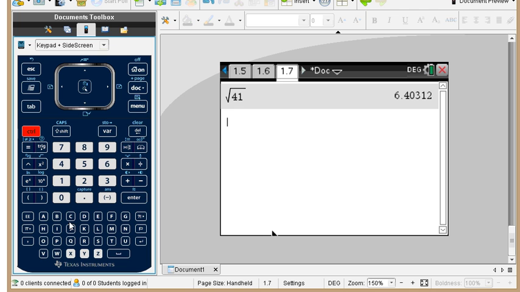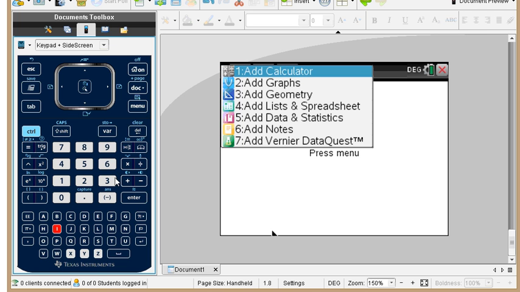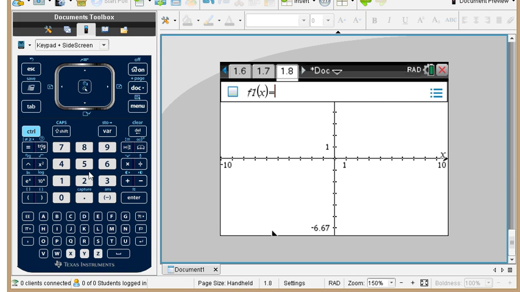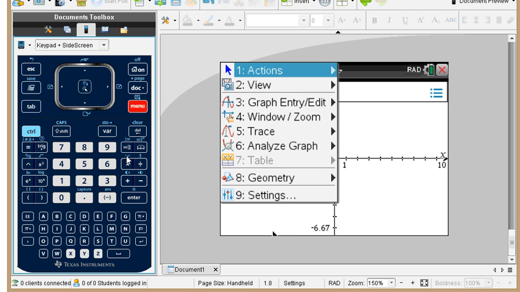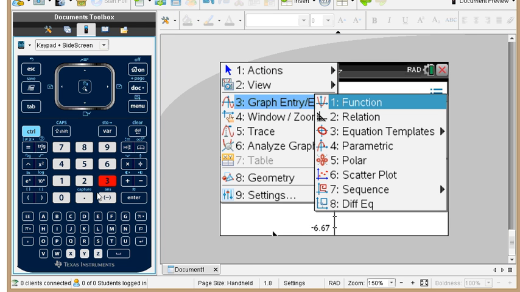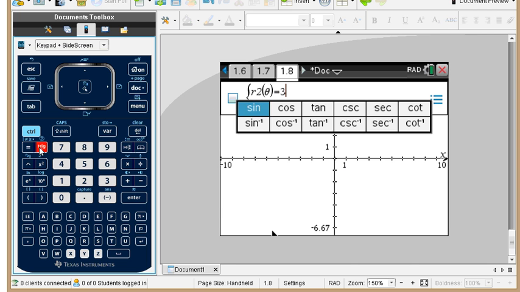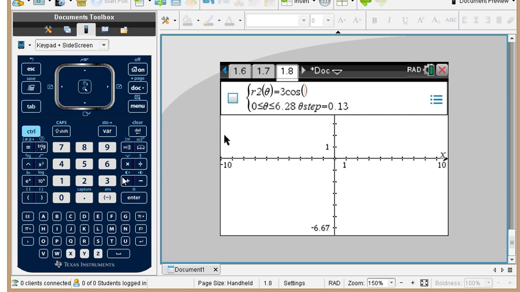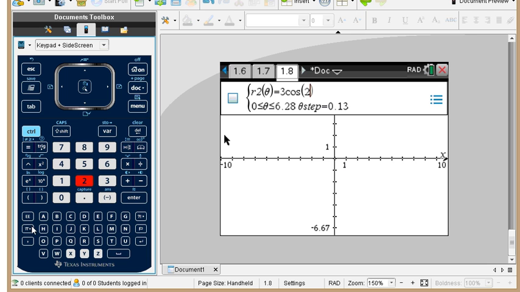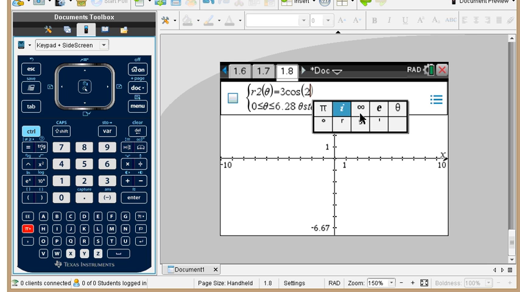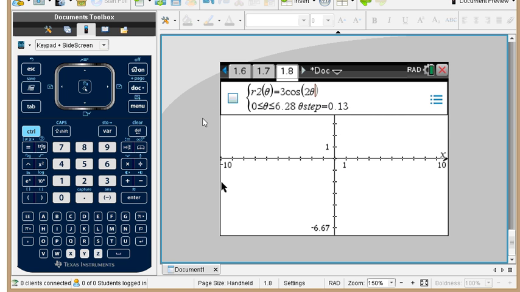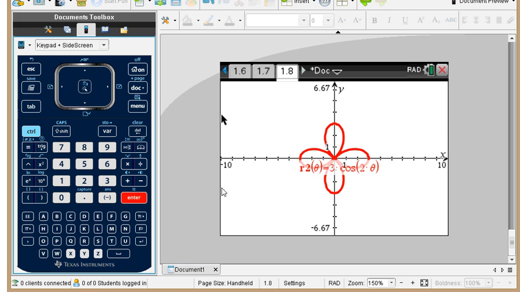And to do that, we're going to get a page, and we're going to add graph, and we're going to go to menu, 3, 5, which is polar, and we're going to put in 3 cosine, and we're going to put in 2 theta, and we're going to get the theta from right here, and we make sure everything's entered correctly, press enter.